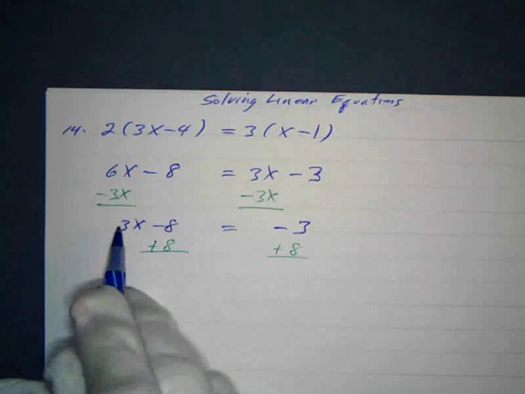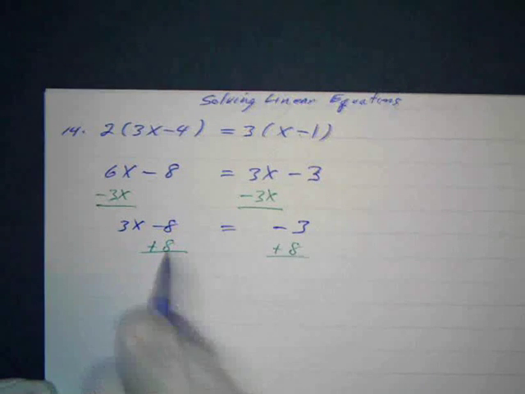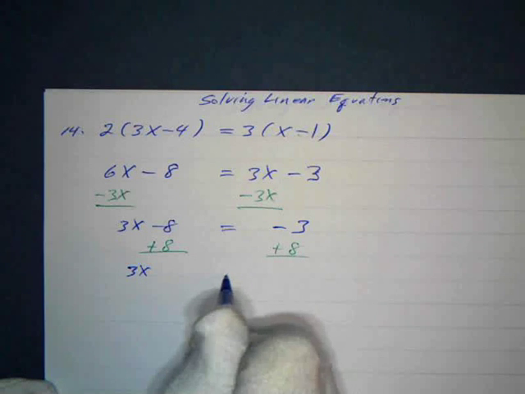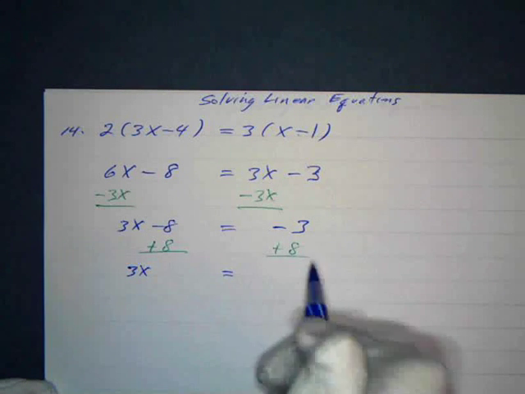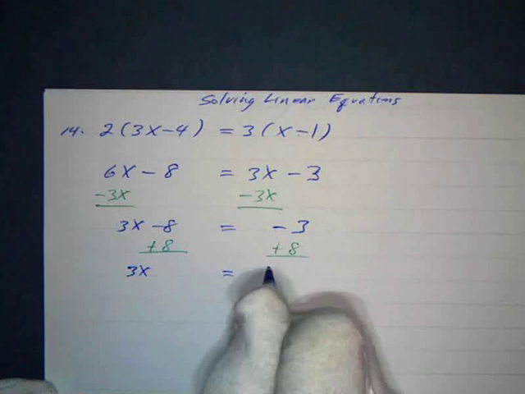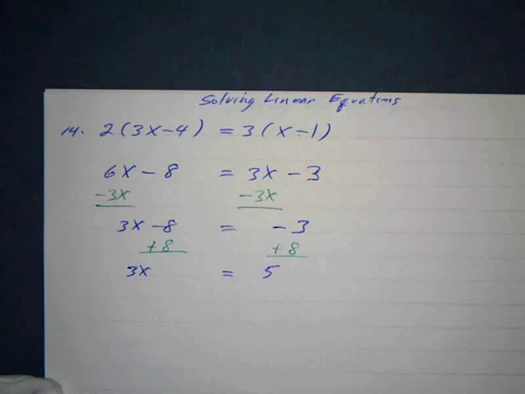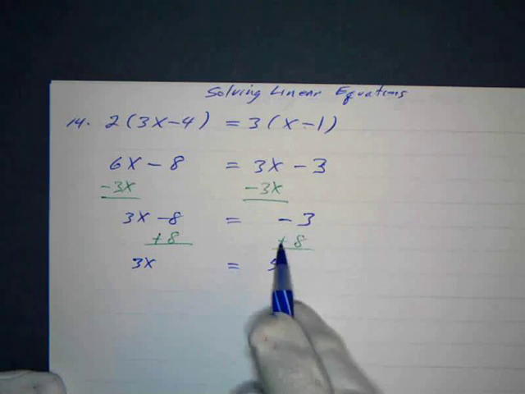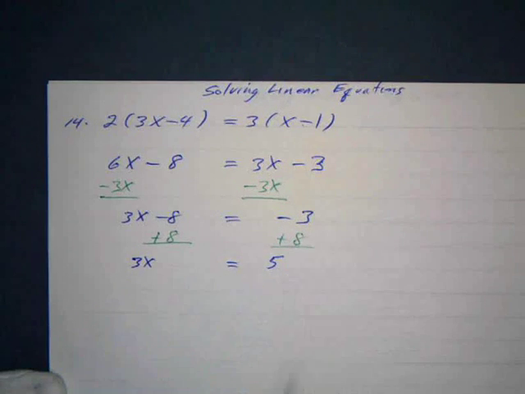And I've got negative 8 plus 8 is 0, so I just have 3x left, so 3x on the left, and that equals on the right. And then 8 minus 3 is just 5. Or a negative 3 plus 8, the signs are different, so I take the sign of the larger, which is positive, and the difference, which is 5.